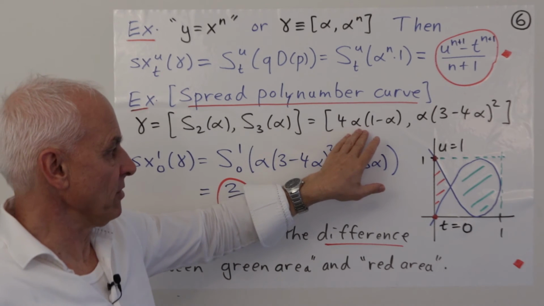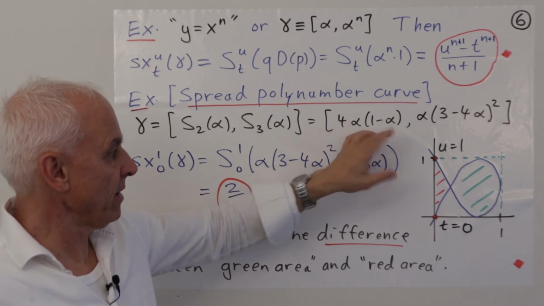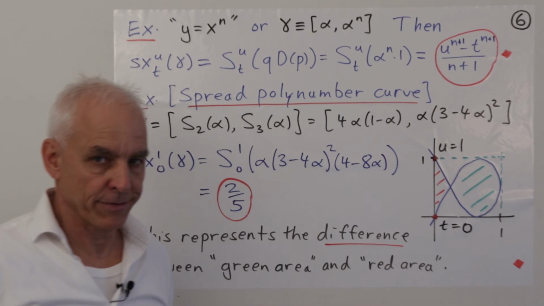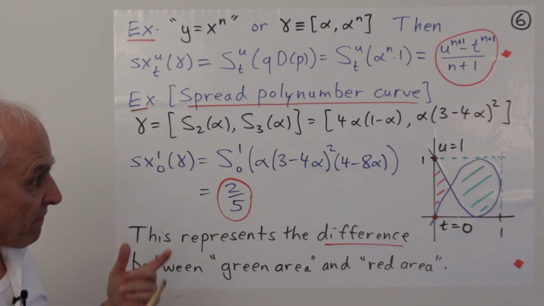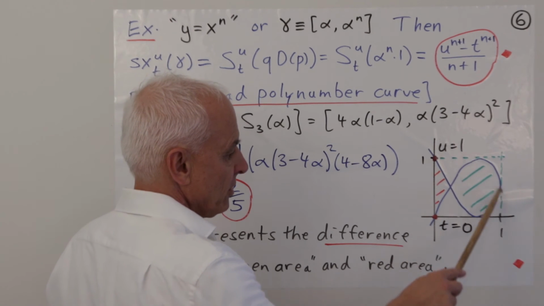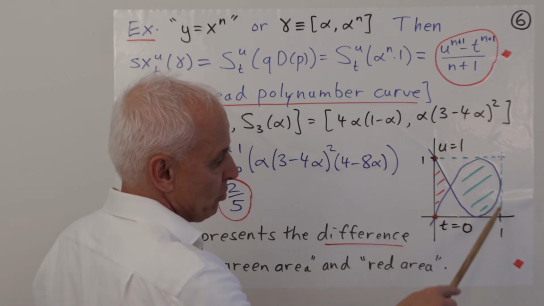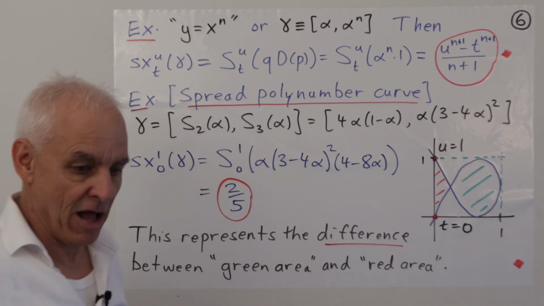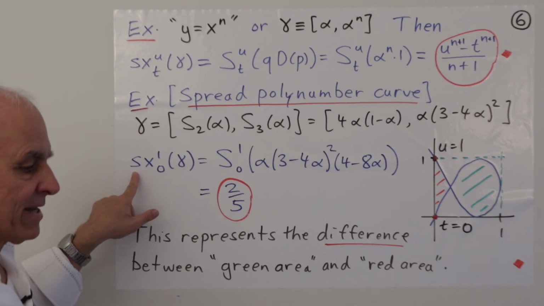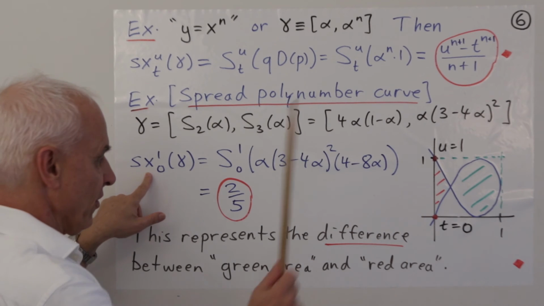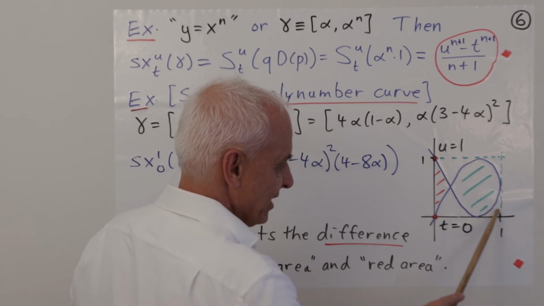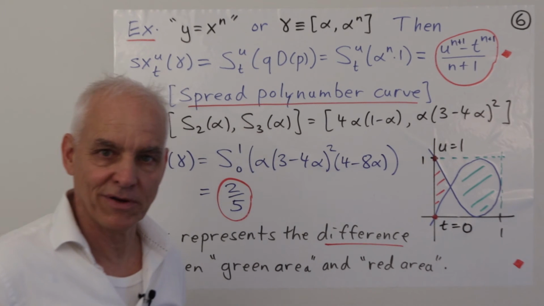They just happen to have the values 4 alpha times 1 minus alpha, that's S2, and S3 is alpha times (3 minus 4 alpha), all squared. If we graph that as a curve, we get, at least from t equals 0 to, say, u equals 1, a loop like this, which is like alpha. Okay, so suppose we're interested in the signed x area of this curve from 0 to 1. What's the signed x area of that looped curve?